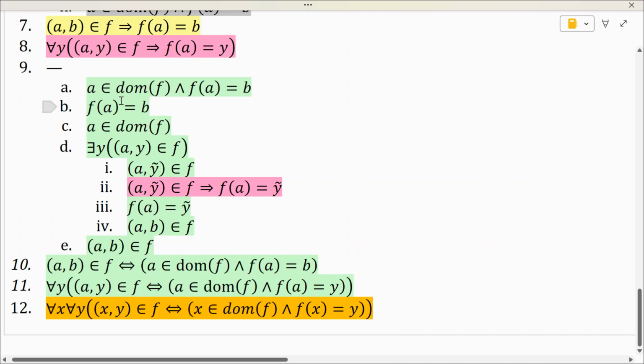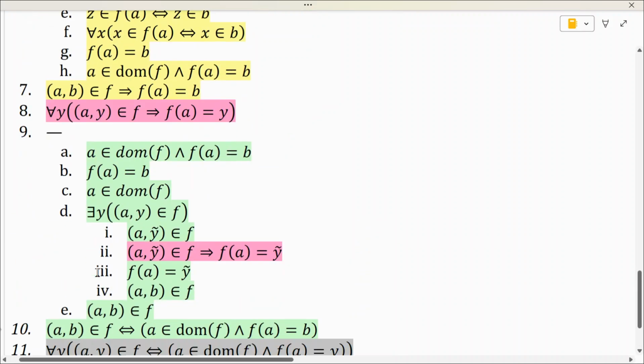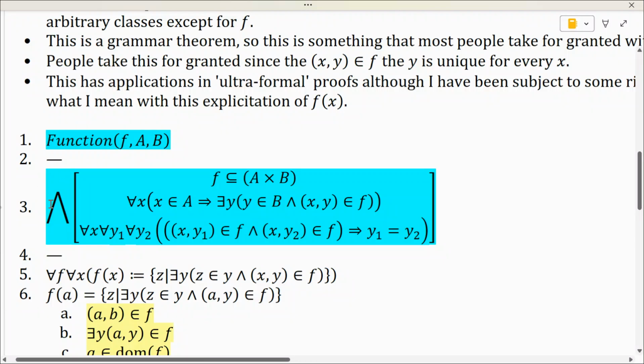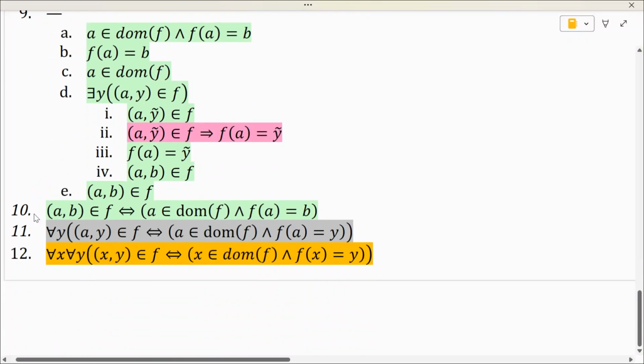So now we can actually say, if and only if, that a comma b is in f, if and only if a is in the domain of f and f at a is equal to b. Then we quantify over the statements here, and just check that a or b is neither in any of the leftmost assumptions, and it's not. So we're good. And this concludes the proof for why these two things have the same meaning, that x comma y is in f is the same thing as saying f at x is equal to y.